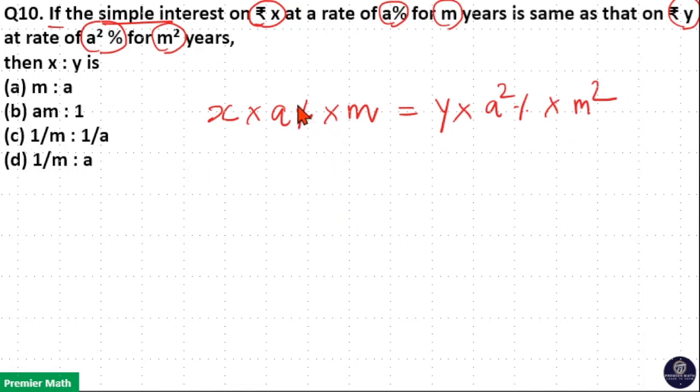Here the percentage cancels. A square and A, A and A cancel. Now M and M from the M square cancel. Now the remaining is X by Y, which is equal to, here it is 1, here it is A and M. So AM divided by 1 is X is to Y. So option B is your answer.